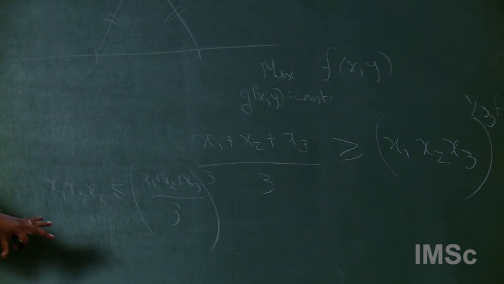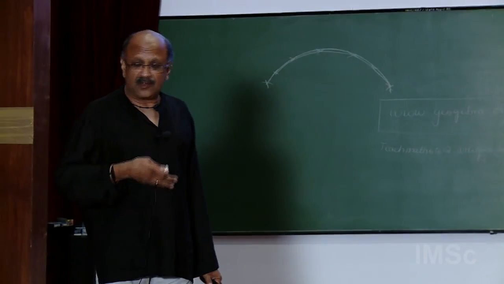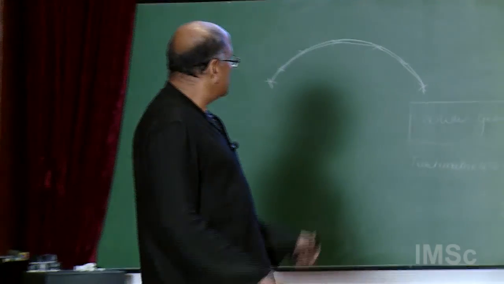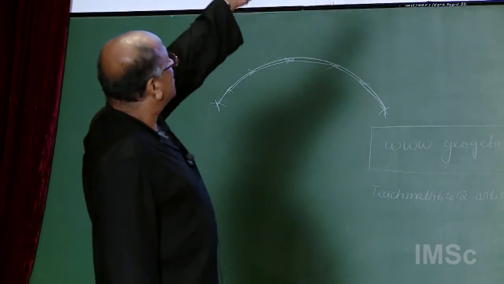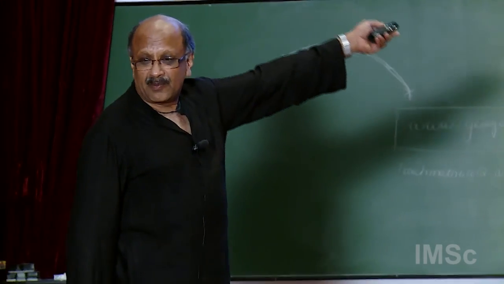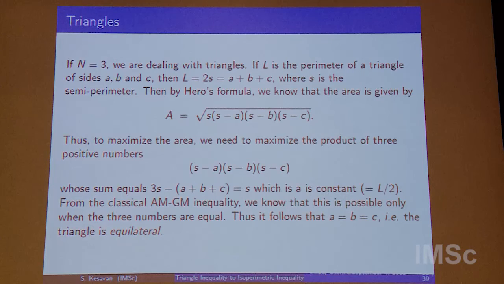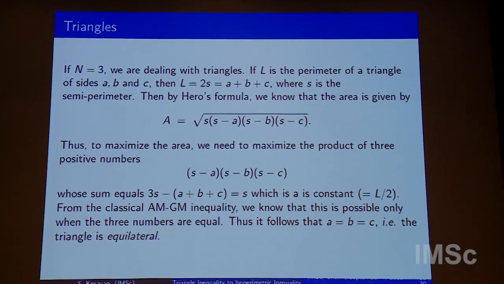Yes? When all the three are equal. That is when? Yeah. So S minus A must be equal to S minus B must be equal to S minus C for the maximum, which means A equals B equals C. That is, the triangle has to be equilateral. So of all possible triangles with the same perimeter, the equilateral triangle will have the maximum area.